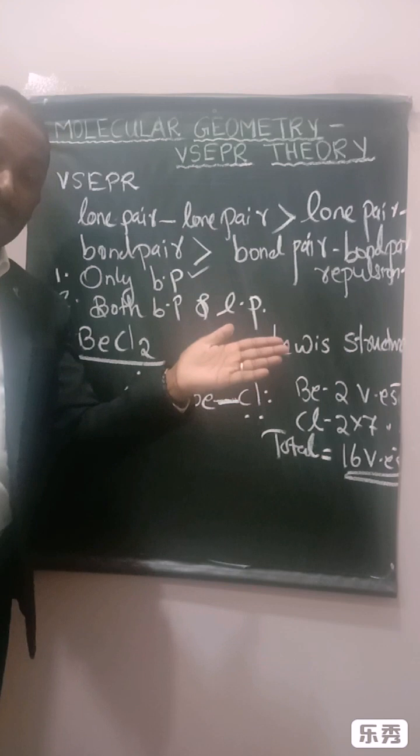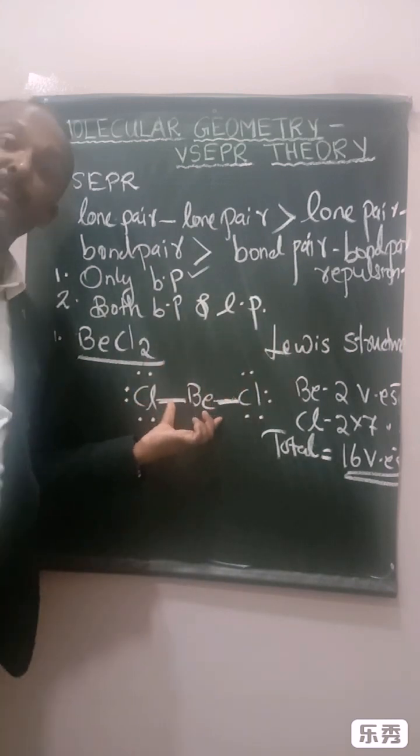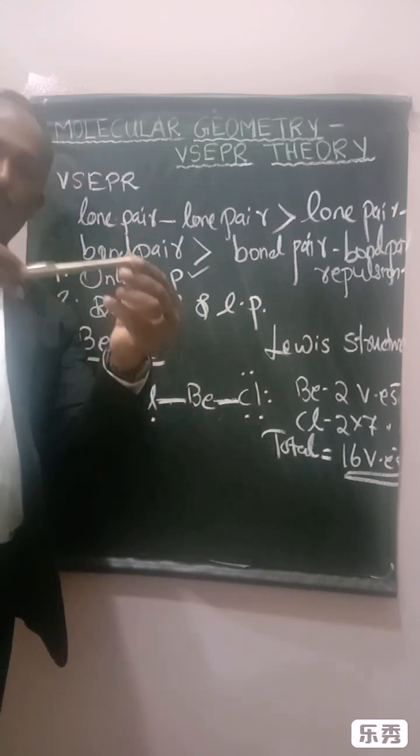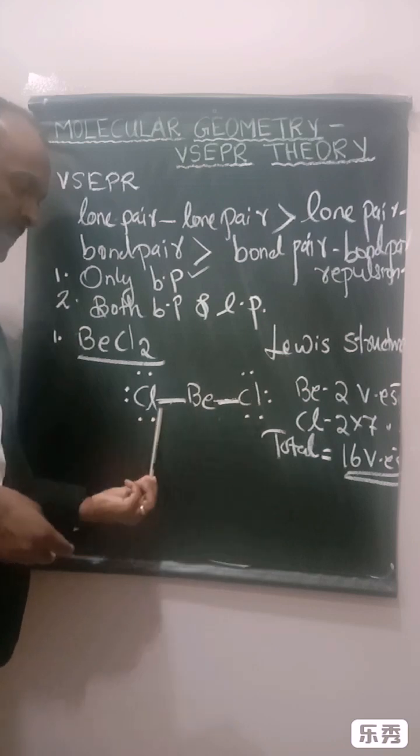So as a result, what will be the possible geometry of this molecule? This molecule will have what is called a linear geometry. That means here we have the central atom, and these two are the surrounding atoms.